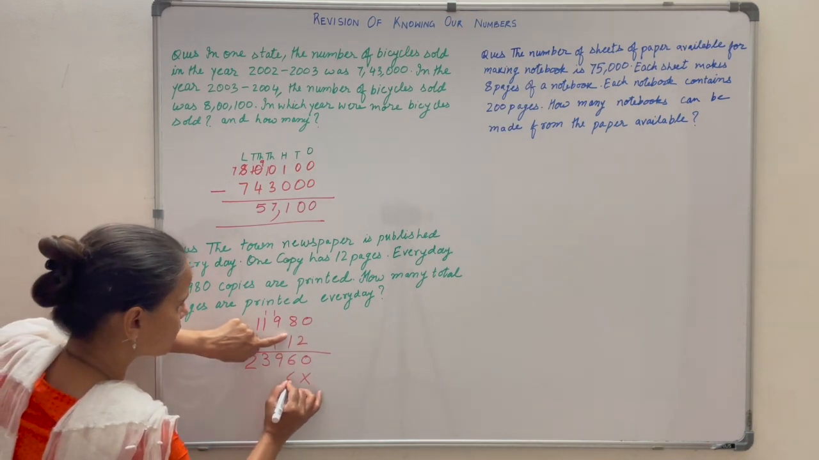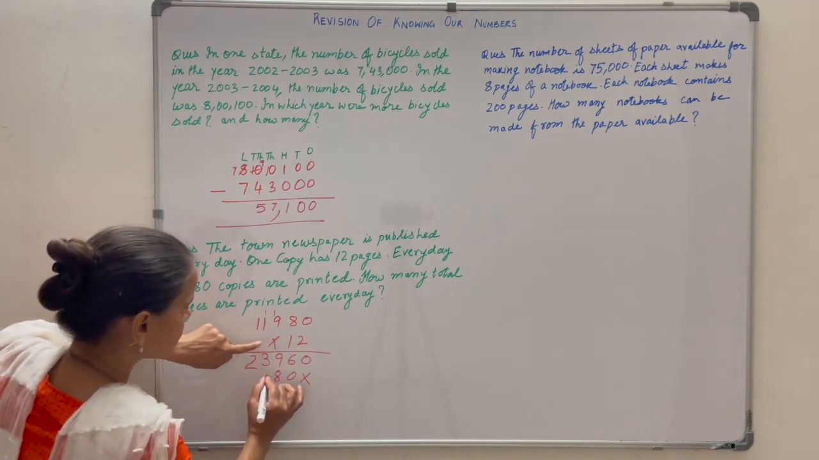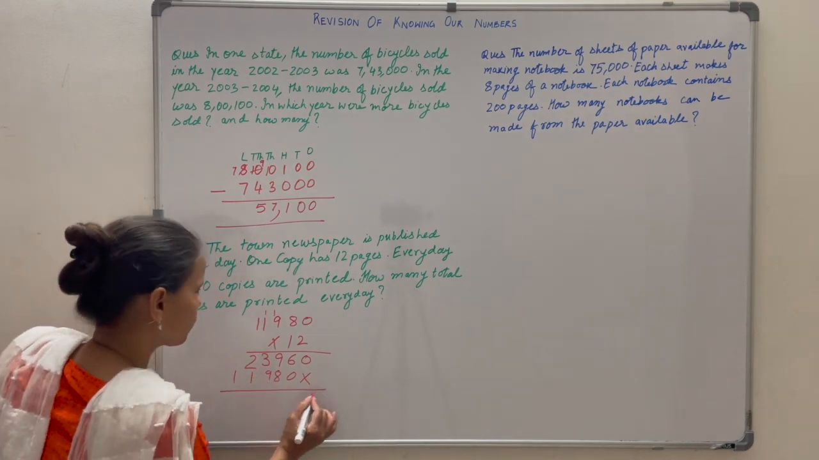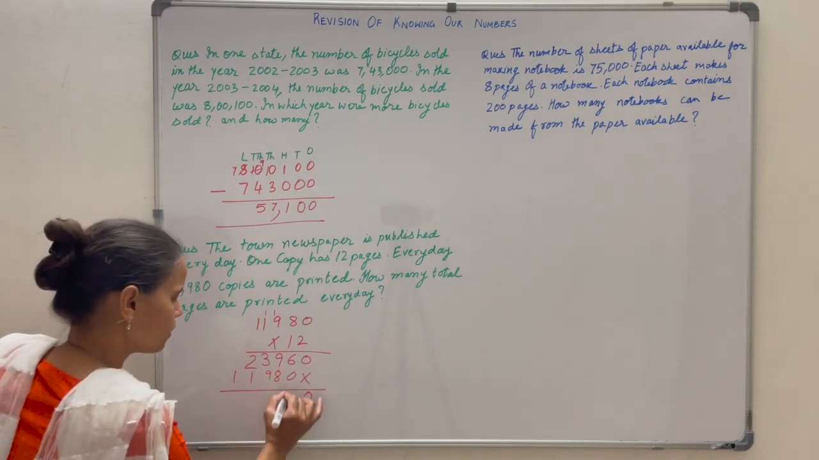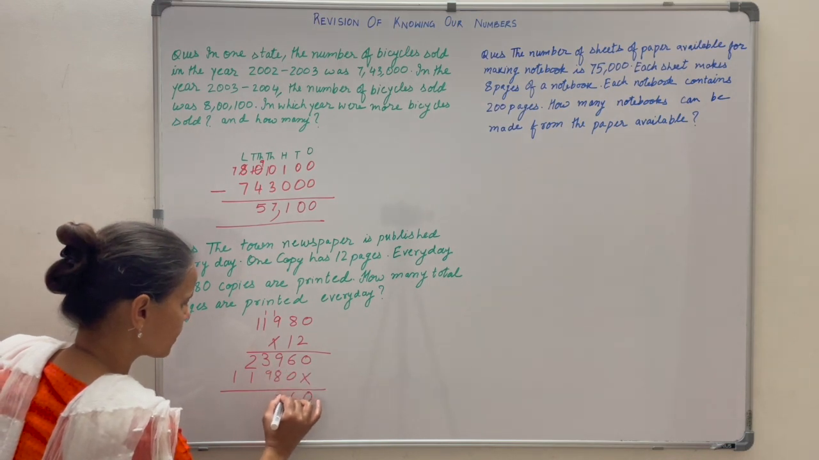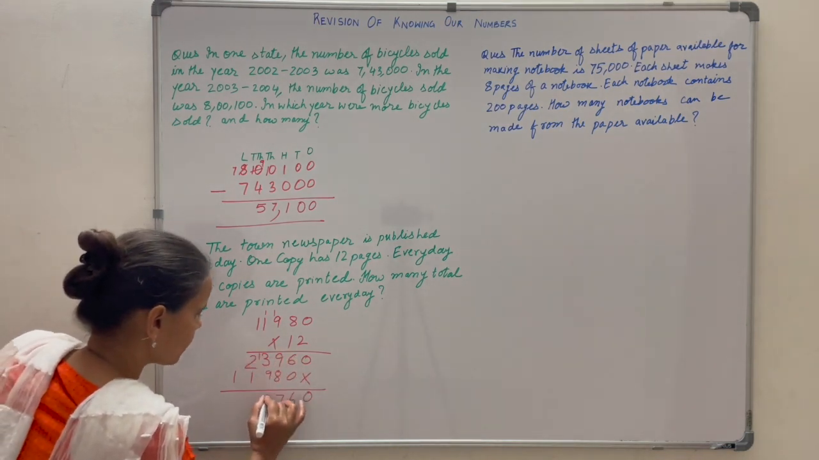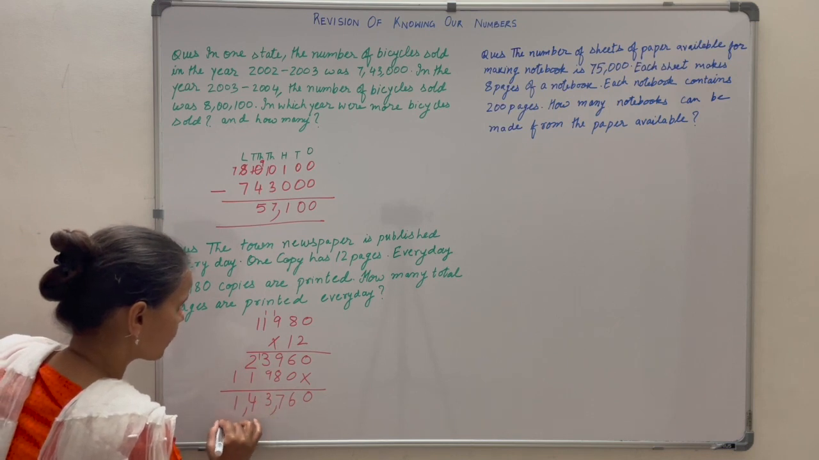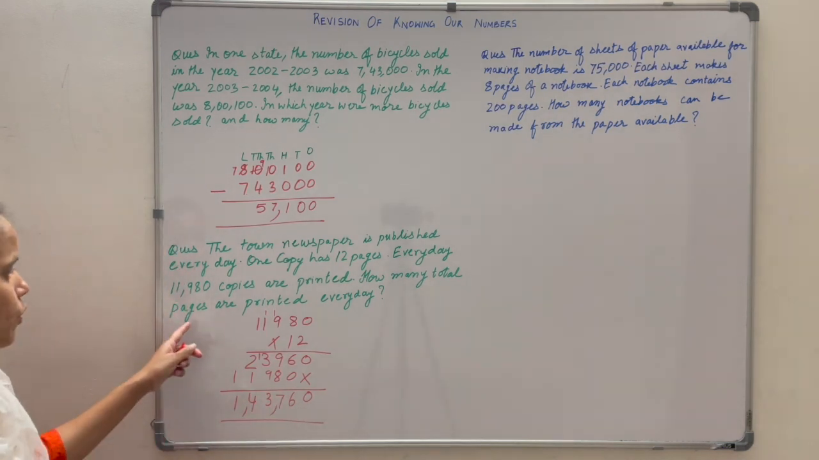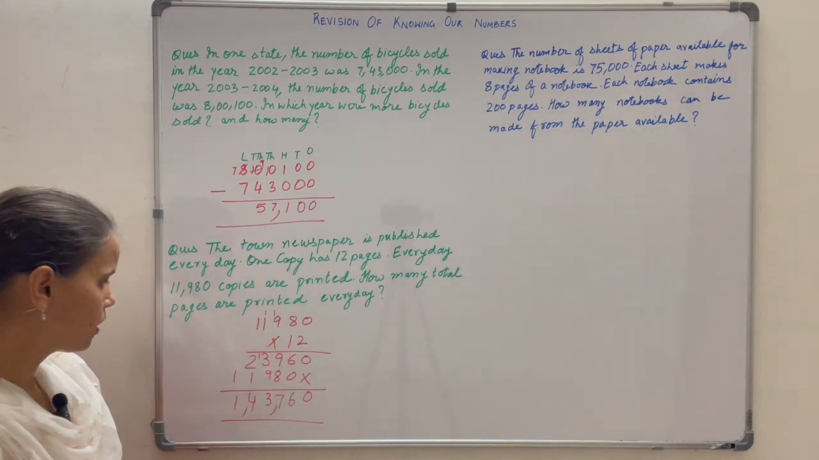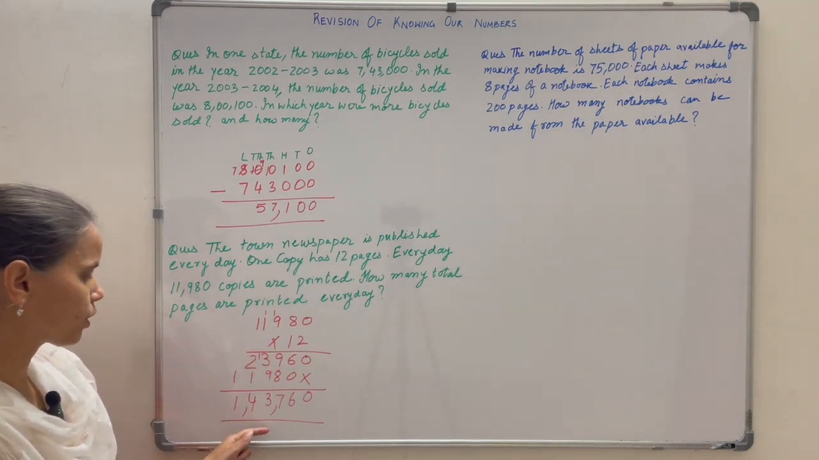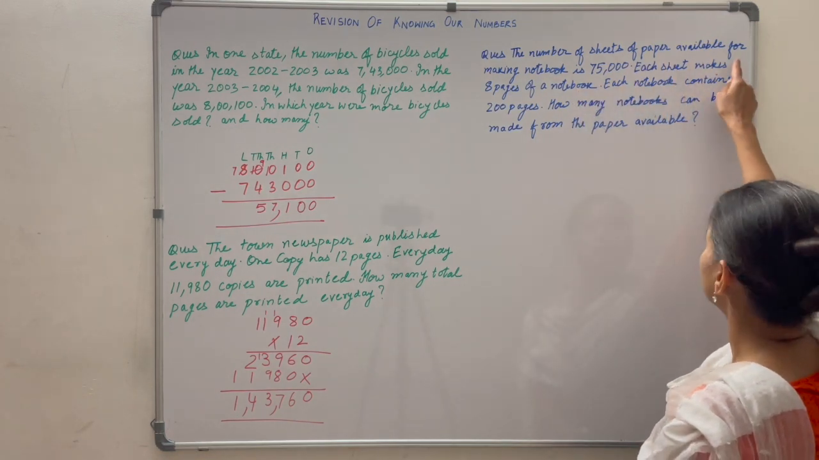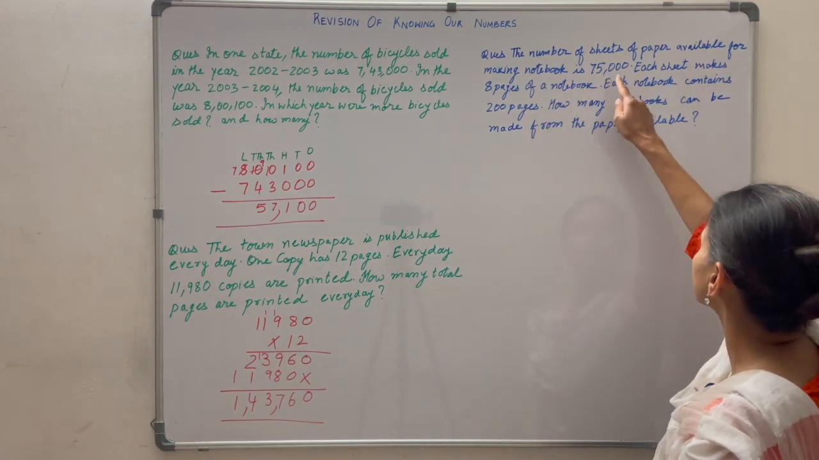1 into 0 is 0. Then 1 into 8 is 8. 1 into 9 is 9. 1 into 1 is 1 and 1 into 1 is 1. So this is 0. This is 6. 9 plus 8 is 17. And this is 13. This is 4 and this is 1. So how many total pages are printed every day? 1,43,760.